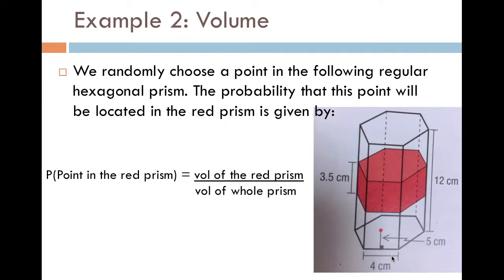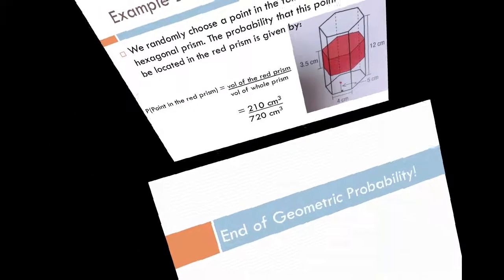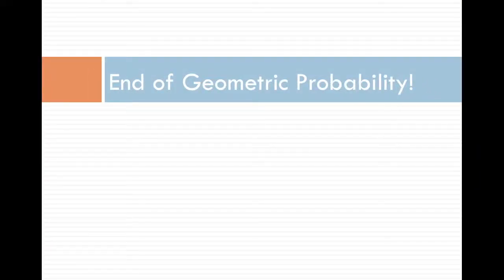If we want to find the probability of getting the point in the red prism, you would do the volume of red over the volume of the whole. So if I find the volume of the red prism, it's 210 centimeters cubed, and the volume of the big prism is 720 centimeters cubed. So the probability is 210 over 720. And that is the end of geometric probability.